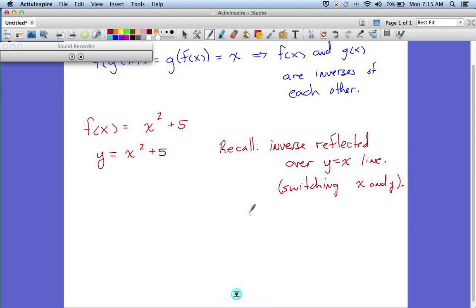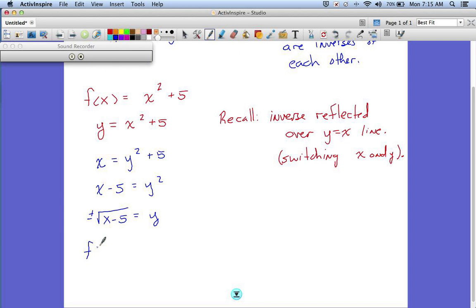Well, algebraically, the same logic holds true. So we're literally going to switch x and y here and say that x equals y squared plus 5. And now I'm going to resolve for y. So x minus 5 is equal to y squared, and y equals plus or minus the square root of x minus 5. So officially then, f inverse of x, that's our notation, f inverse with that little -1, f inverse of x is equal to plus or minus the square root of x minus 5.